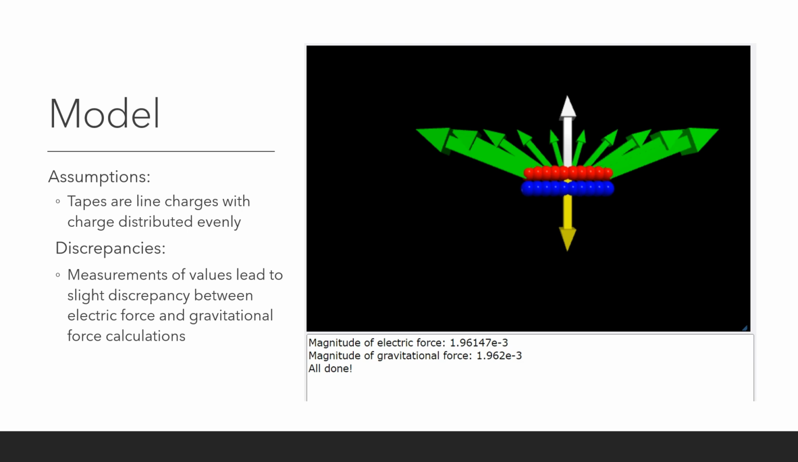So then for our model, the assumptions we made were that the tape is a line charge with evenly distributed charge, otherwise this model would not work. And some discrepancies in value are that the measurements of the values led to slight discrepancies between the electric force and the gravitational force, as seen by the electric force being 1.96147 times 10 to the negative 3, and gravitational being 1.96200.